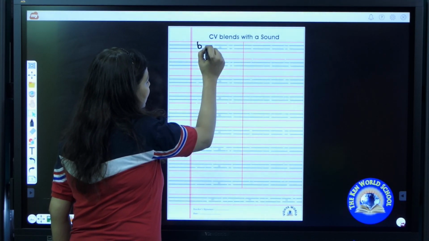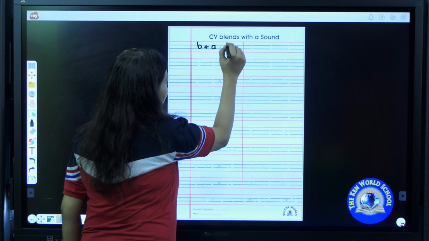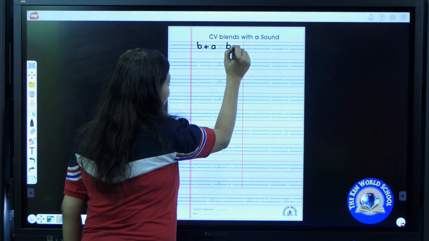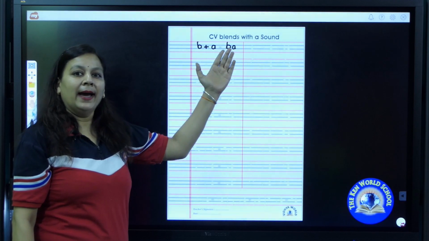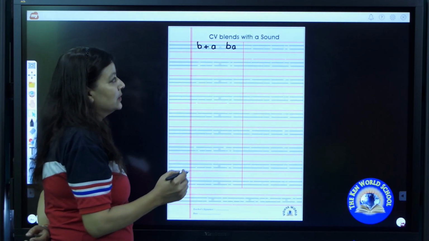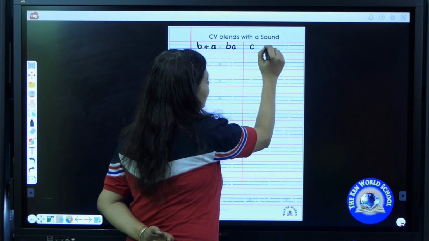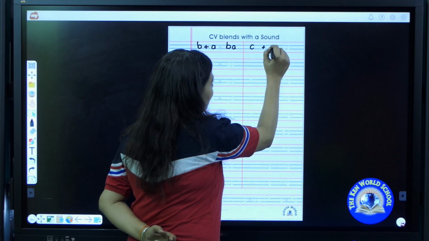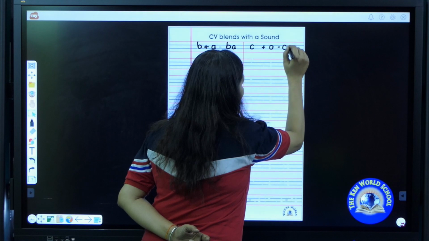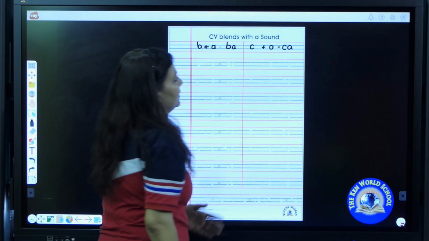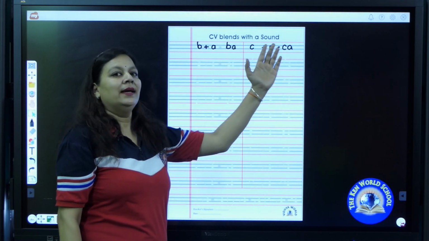B. A. Ba. Now repeat after me. B. A. Ba. Now the second consonant is K. Which is the second consonant? K. And the vowel is A. K. Now repeat after me. K. A. Ka. K. A. Ka.